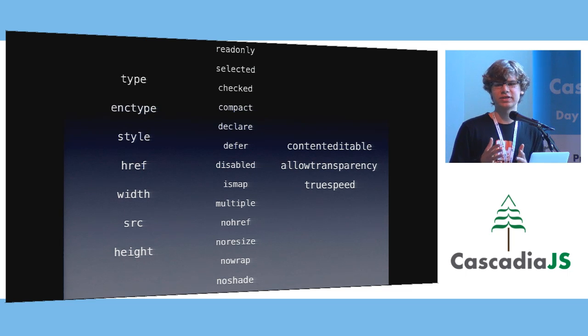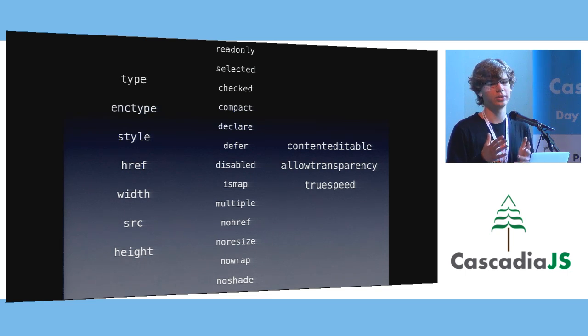IDL stands for Interface Definition Language. It's the language that the W3C uses to specify the various DOM interfaces. So because of this ambiguity, it's incredibly difficult to even begin to comprehend how attributes and properties work. So let me go ahead and try to clarify that bit for you.